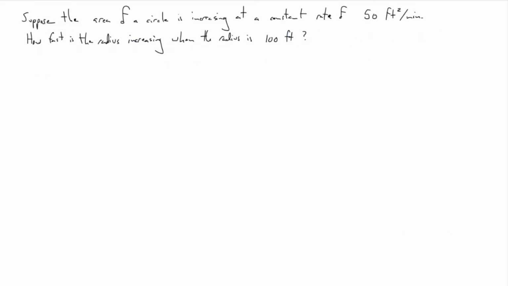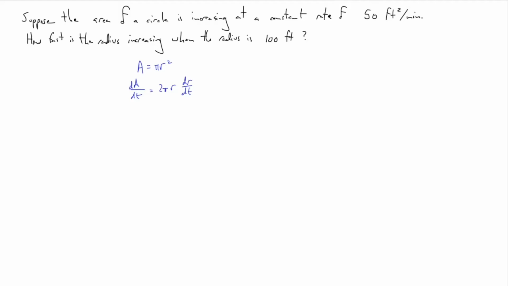Okay, you try this one. Suppose the area of a circle is increasing at a constant rate of 50 square feet per minute. How fast is the radius increasing when the radius is 100 feet? So take a couple of minutes, determine what it is you're looking for, determine what it is you know, see if you can do this problem. It's very similar to the one we just did. Pause the video, and when you're all done, start it back up again, and we'll finish it together.